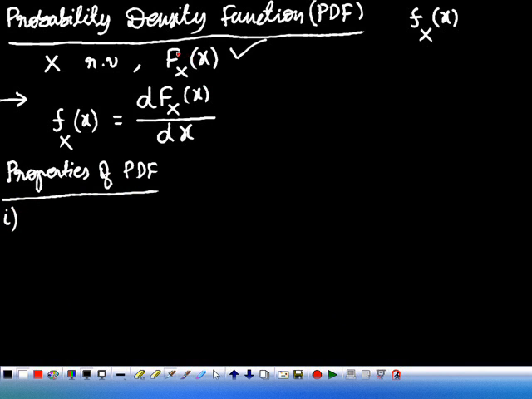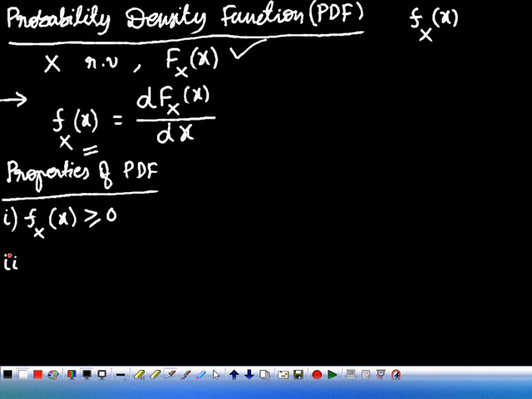We already know that fX(x) is a non-negative function. For validity of this fX(x), it must also be a non-negative function. That is one important property. We can check whether the given probability density function is valid or not by verifying this property. That is, fX(x) must be a non-negative function of x.